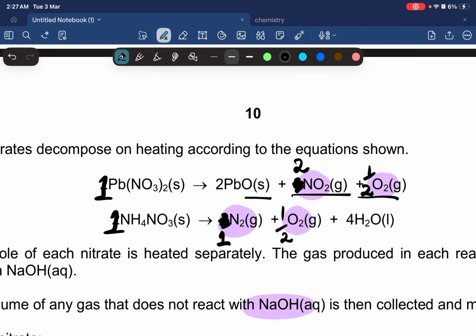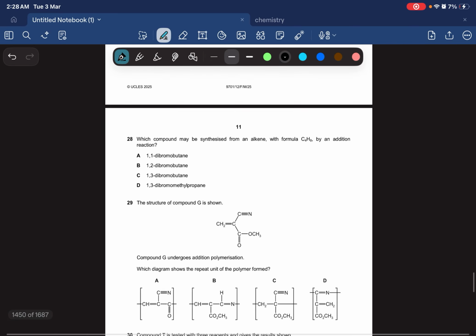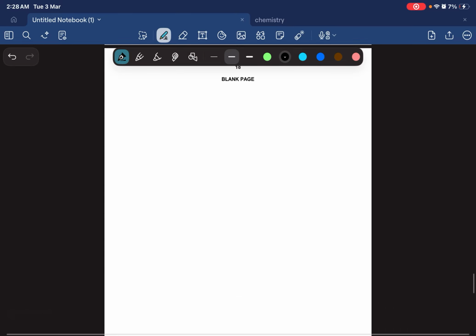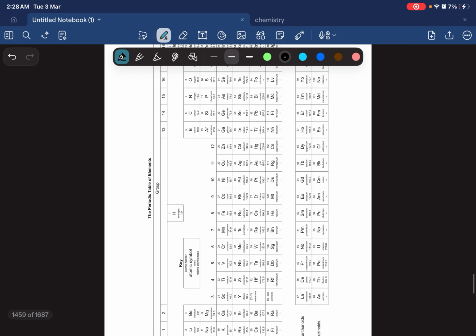Okay, now look, the mass of 1 mole of lead nitrate is going to be, let's go to the periodic table, check out the mass of lead, and then we're going to figure it out. So lead is Pb. Where's Pb? Lead.